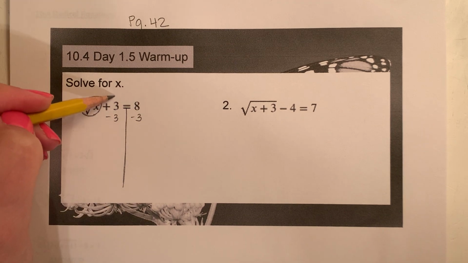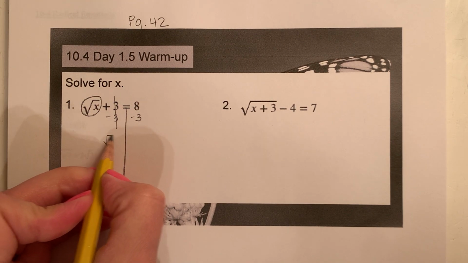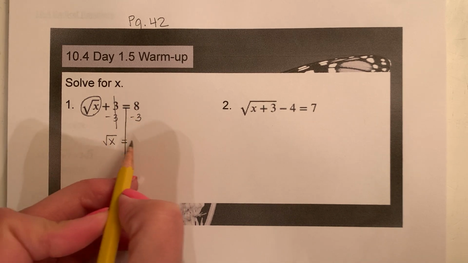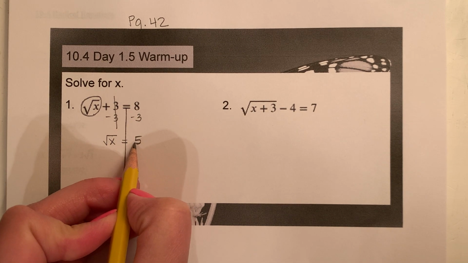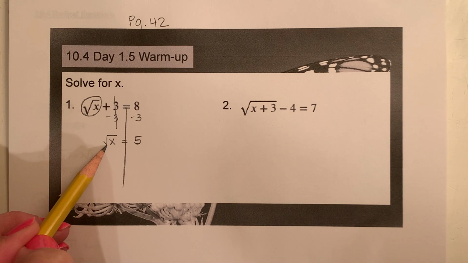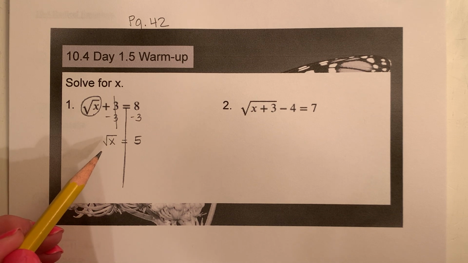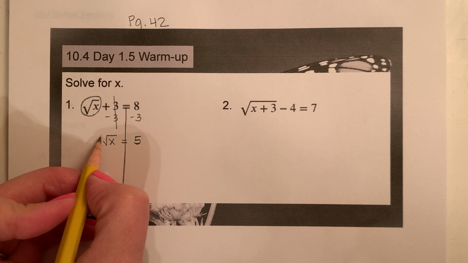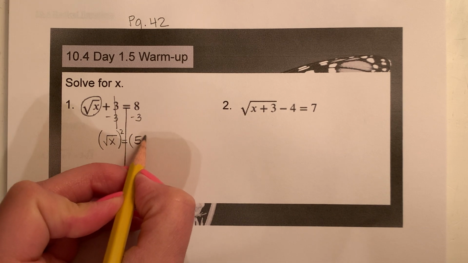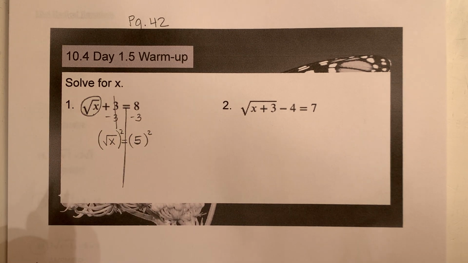Okay, after subtracting 3, those cancel. I'm still left with the square root of x on the left-hand side, and then 8 minus 3 is 5. Now I'm not done here because my last step is to get rid of that square root. What you learned yesterday was the only way to get rid of a square root is to do the opposite function, and that is to square both sides. So I always put parentheses around both sides and I square both sides.